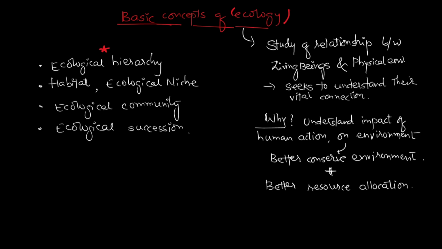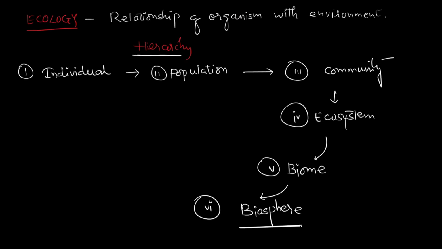Now diving into the lecture, going forward, we see what is ecological hierarchy. Ecology, we already saw, is the relationship of organisms with the environment. Now what is ecological hierarchy? Ecological hierarchy is the stages which go on like individual, and a group of individuals is a population, a group of populations is called a community, and so on and so forth. It is called ecosystem, biome, and biosphere. Now, what are all those? We will see each of these in detail in the coming slides.